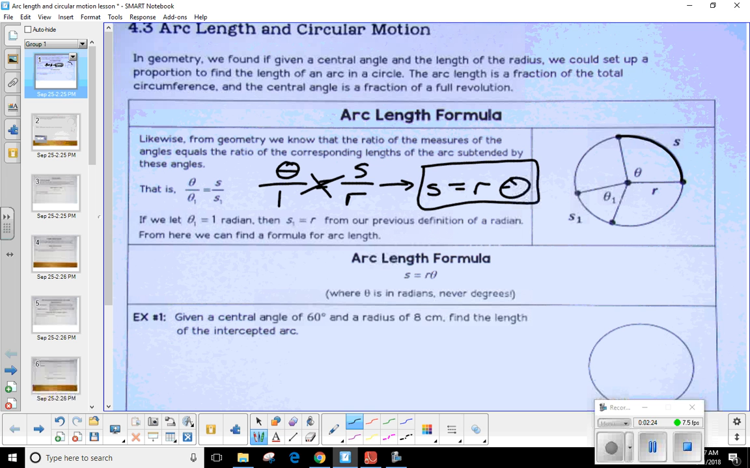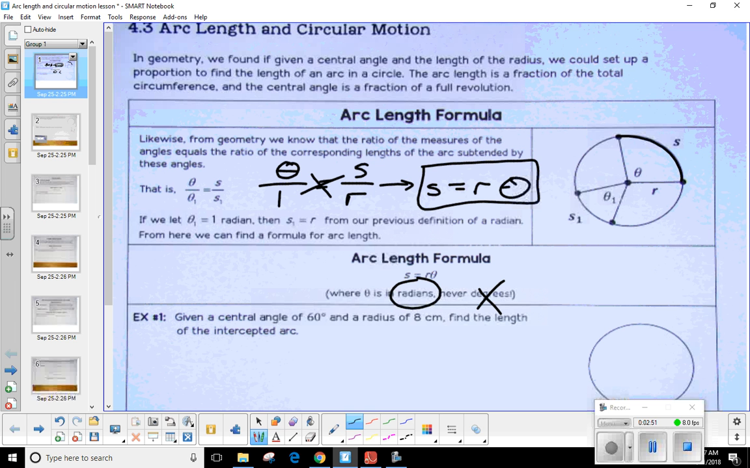So again, you probably did it differently in geometry. There's many different ways. A proportion is probably the top way. But now that we know, or at least have a kind of an understanding about radians, we have a different formula that's going to help me out with this. So S is my arc length, R is the measure of the radius, and theta is the angle measure. But really important, theta has to be in what? It has to be in radians, never degrees.